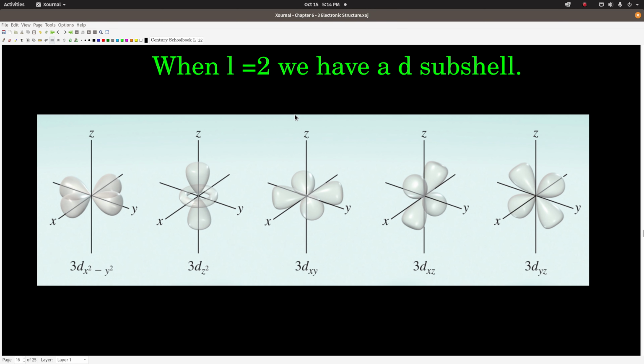When L is equal to 2, we have a d sublevel, and in every d sublevel or d subshell, there are 5 d orbitals. The first time we see this is when n is equal to 3. And the names, again, these describe these shapes: dx squared minus y squared, dz squared, dxy, dxz, and dyz. I'm not going to ask you to know those. You should recognize roughly these shapes, but I'm not going to ask you to draw them or anything like that. I sure can't draw them. But those are d orbitals at the d sublevel, which first appears when n is equal to 3.